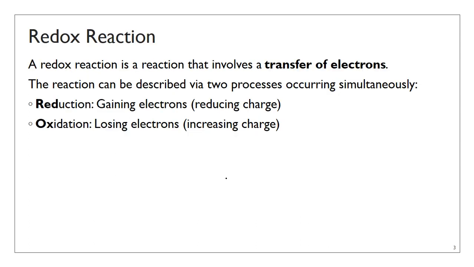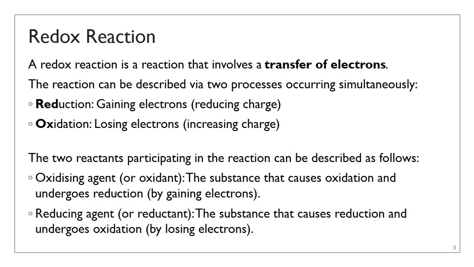Now the next part can be a little bit tricky, we'll see. It's very similar to an acid-base reaction. So we defined an acid as something that donates protons and a base as something that accepts protons. We're going to introduce some similar terminologies to define the substance that gains electrons and the substance that loses electrons. So reduction is the process of gaining electrons. The substance that causes something to gain electrons is called the reducing agent.